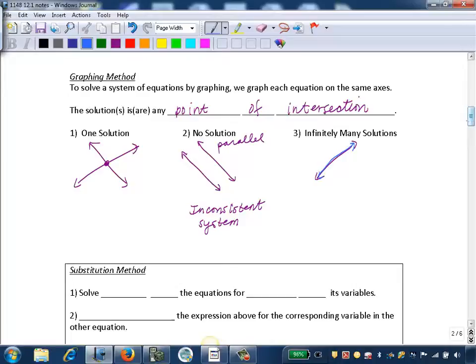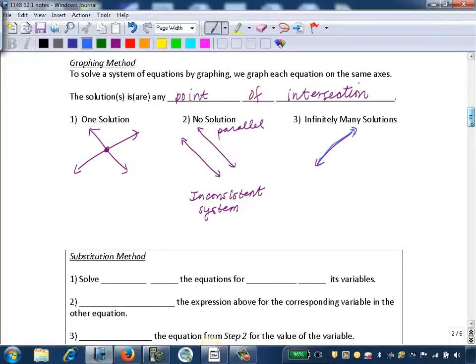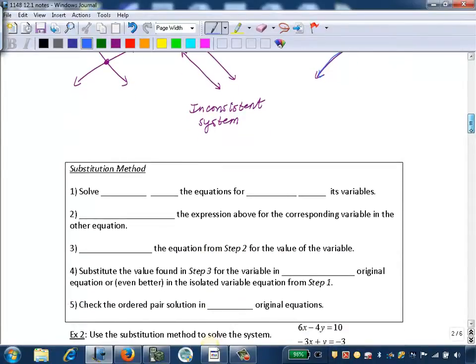Okay, now let's review the substitution method. For substitution, we want to first pick one of the equations and pick one of the variables. So you're going to solve one equation for one of the variables. Then, as the method suggests, we're going to substitute that expression for the corresponding variable in the other equation. We're going to substitute into the second equation.